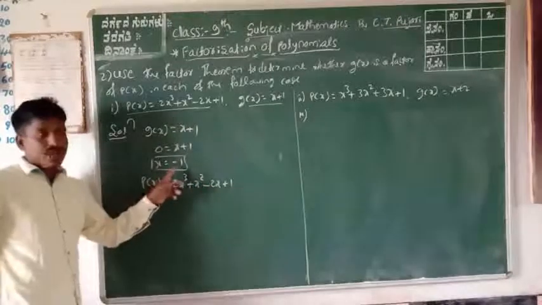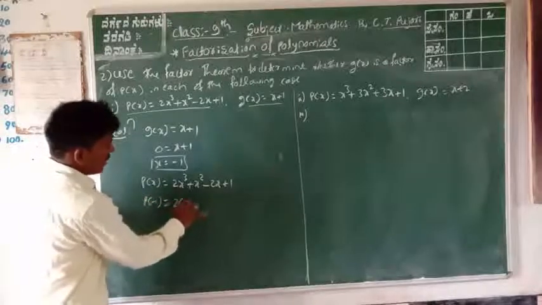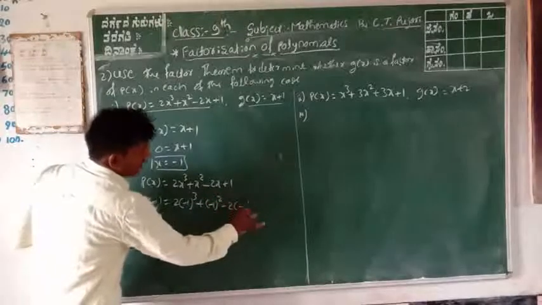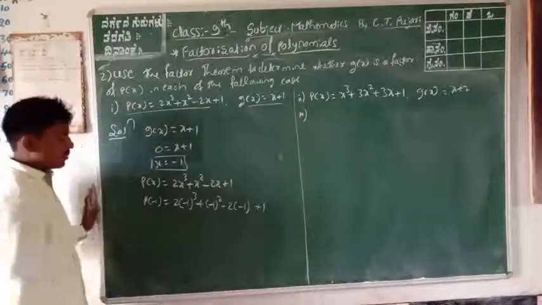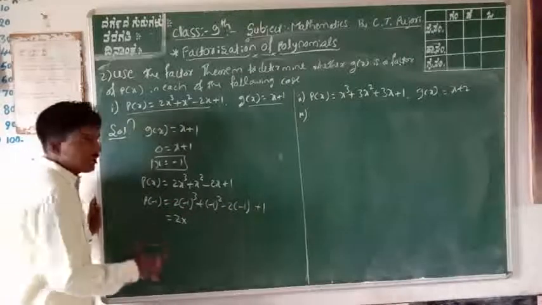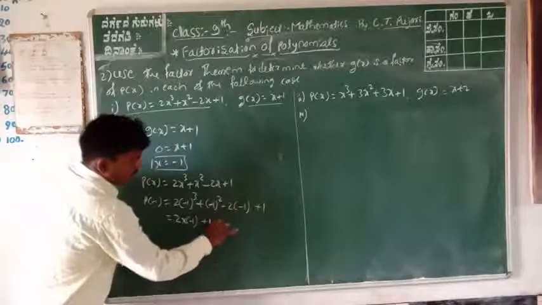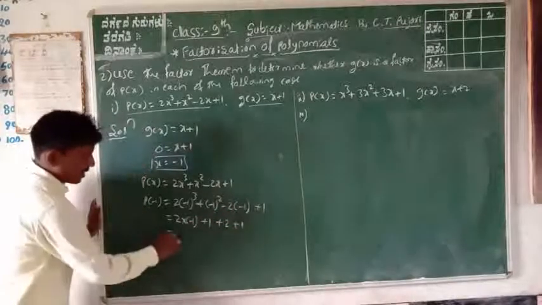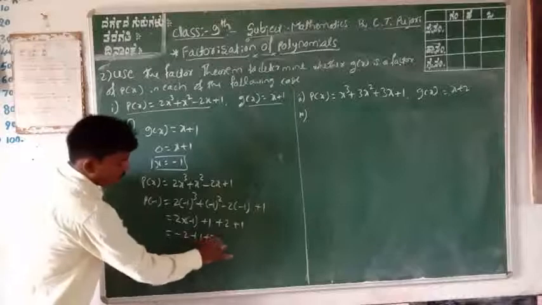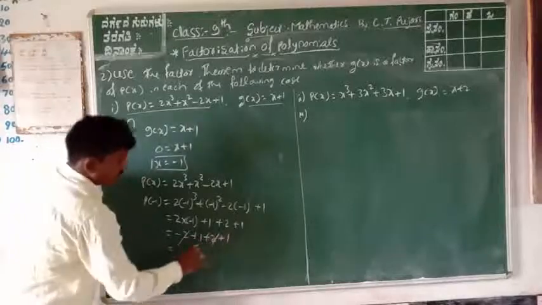Take the x value as minus 1. p of minus 1 is equal to 2 into minus 1, whole cubed, plus minus 1, whole squared, minus 2 into minus 1, plus 1. Simplifying, 2 into minus 1 is minus 2. Minus 1 squared is plus 1. Minus into minus is plus 2, plus 1. So minus 2 plus 1 plus 2 plus 1. Minus 2 and plus 2 cancel. Therefore 1 plus 1 is 2.